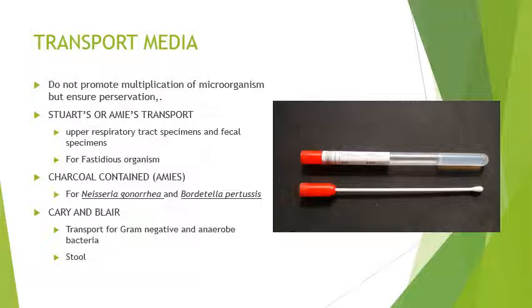So, these are some of the examples of your transport media. Stuart's and Amies transport media are used for upper respiratory tract specimens and fecal specimens. This is also used for fastidious organisms. Fastidious means those that easily disintegrate or easily die when exposed to air or an improper environment. Some examples are Neisseria gonorrhoeae and Haemophilus influenzae. Next, charcoal-containing Amies, for Neisseria gonorrhoeae and Bordetella pertussis. And Cary-Blair for gram-negative and anaerobic bacteria, particularly for stool.